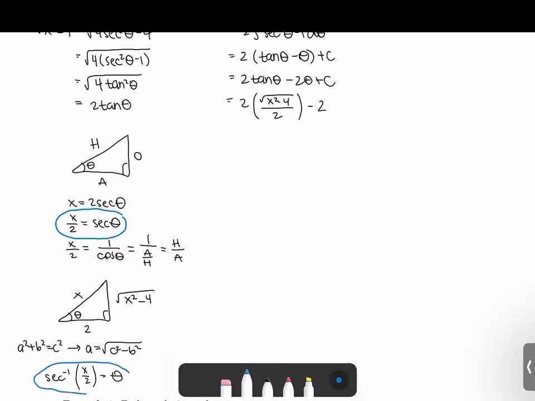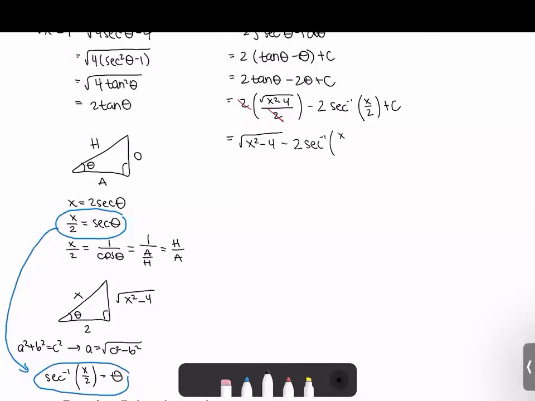So I'm going to circle this one in blue here. So these two are connected. So I took that initial one circled in blue and I took the inverse secant of both sides to tell me that theta equals inverse secant of x over 2. And I'm going to put that in my answer for my integral. So again, depending on your instructor, they may or may not want you to simplify, but I'm just going to notice that those 2's cancel out. I'm going to have the square root of x squared minus 4 minus 2 inverse secant of x over 2 plus c. And this is going to be my answer.